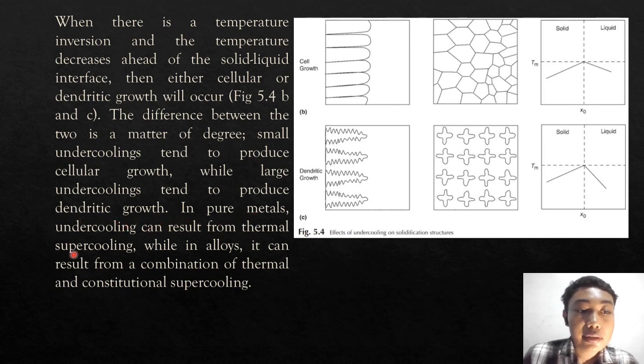In pure metals, undercooling can result from thermal supercooling, while in alloys it can result from a combination of thermal and constitutional supercooling. It's like that in the picture. It's B and C. B is cellular growth, so it's like that. There is a difference from dendritic growth. As you can see, this is different.